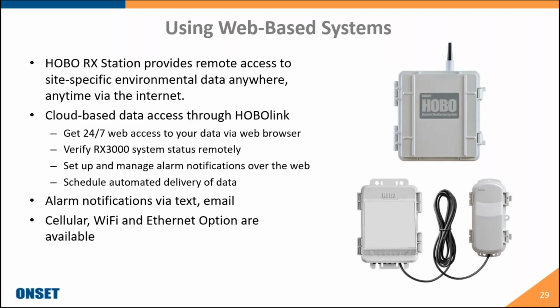You can also set up scheduled automated data deliveries. Now, this becomes very beneficial if you need to send out weekly reports. You can set it up where this data is delivered to a specific email address or multiple email addresses, or you can even have that data pushed to an FTP site. There are 3 forms of telemetry that we offer for our RX units, and that would be cellular, Ethernet, or Wi-Fi.